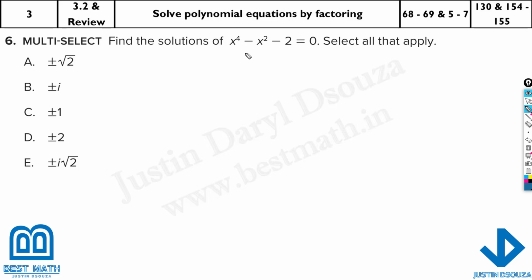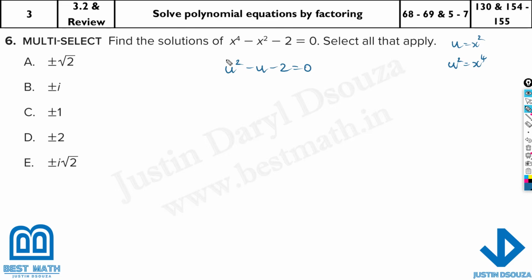Here we need to use the u is equal to x squared method. So I'm assuming u is equal to x squared. So what's going to happen here? That is u squared minus u minus 2 is equal to 0. Why? Because if u is equal to x squared, what is u power 2? It is x power 4. So x power 4 is u power 2 minus u minus 2.